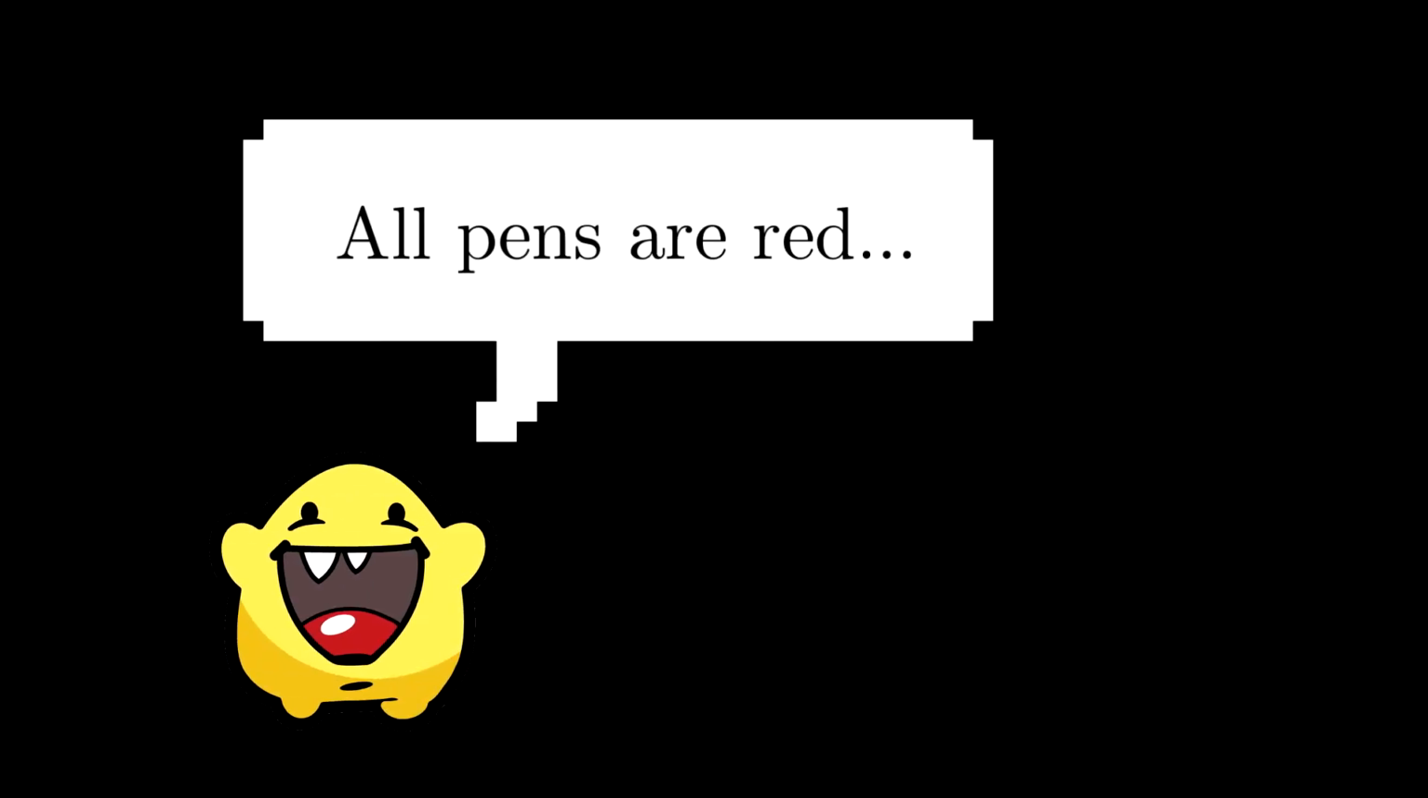Let's dive into the first example. I'll start by making the claim that all pens are red, or in other words, if the object is a pen, then it is red. With this phrasing, we have a statement of the form if P then Q, and so indeed we have an if-then problem on our hands.